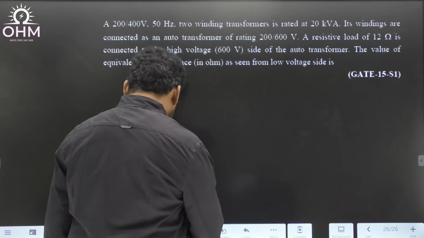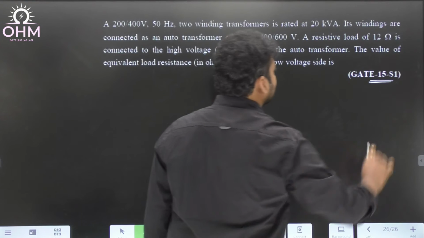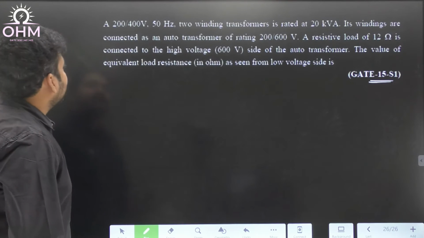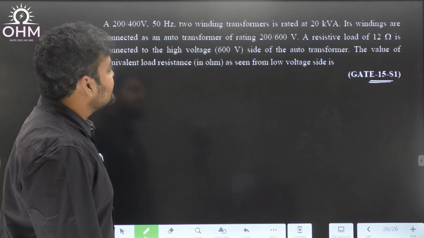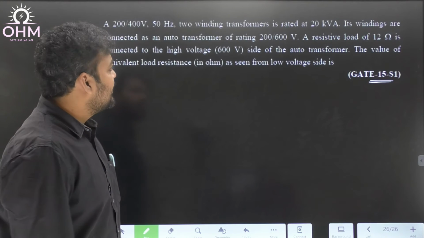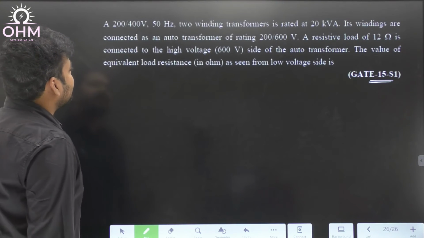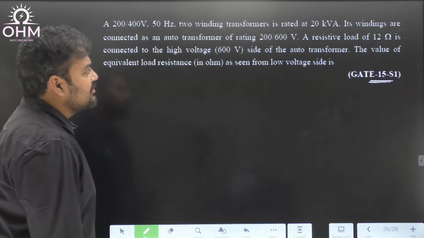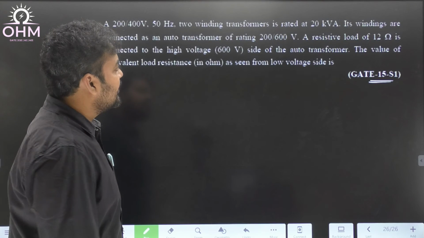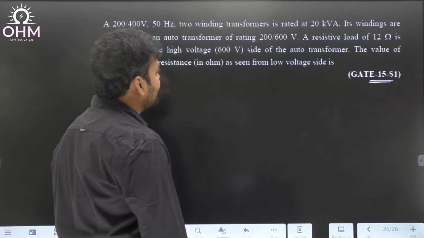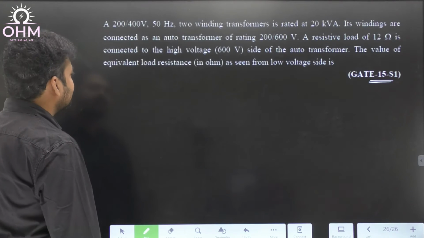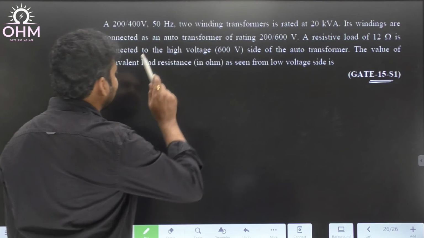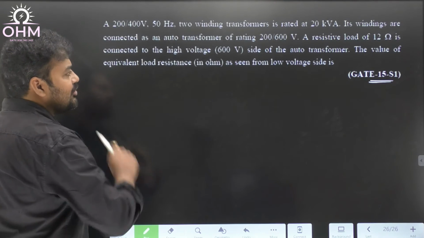Okay. All right, let's go to the next question. This is a question from GATE 2015 paper. Okay, so read the problem. A 200 by 400 volt 50 Hz 2-winding transformer is rated at 20 kVA. Its windings are connected as an auto transformer of rating 200 by 600 volt. A resistive load of 12 ohms is connected to the high voltage side of the auto transformer. What is the value of equivalent resistance seen from the low voltage side?